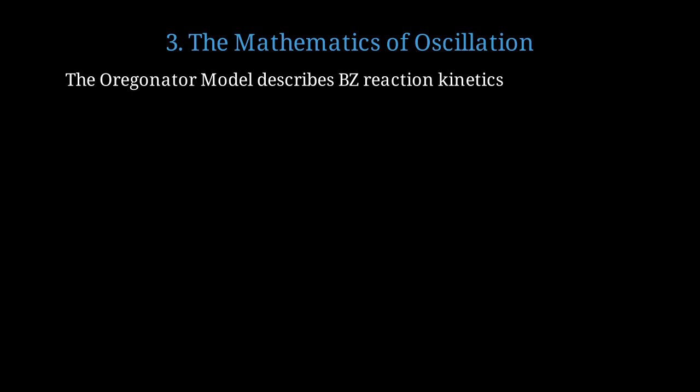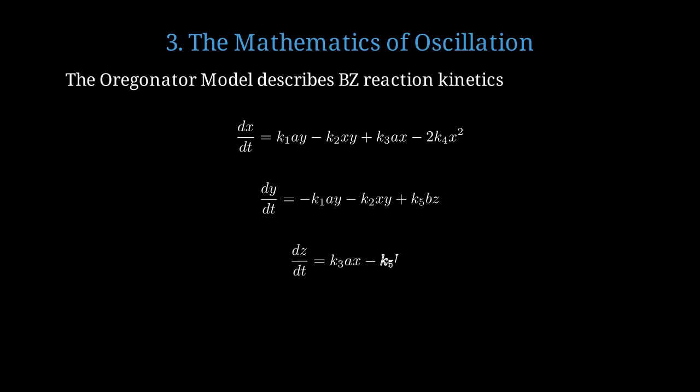Now let's dive into the mathematics that governs these oscillating systems. The Oregonator model, developed in the 1970s, provides a simplified mathematical description of the Belousov-Zhabotinsky reaction kinetics. This differential equation describes how the concentration of bromous acid, represented by X, changes over time with 4 key rate constants. Similarly, this equation describes the bromide ion concentration Y, which acts as an inhibitor in the system. And this third equation tracks the oxidized catalyst Z, completing our coupled system of nonlinear differential equations.